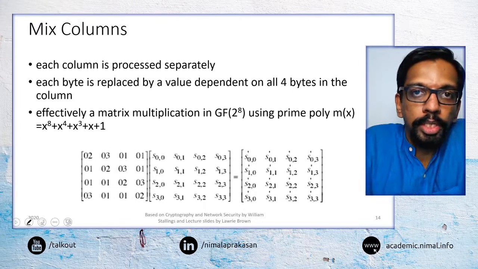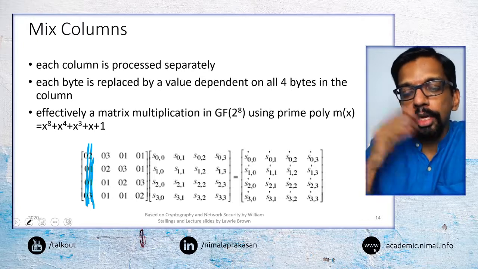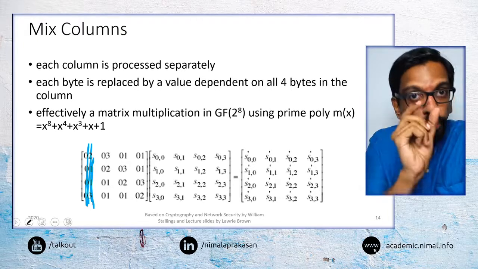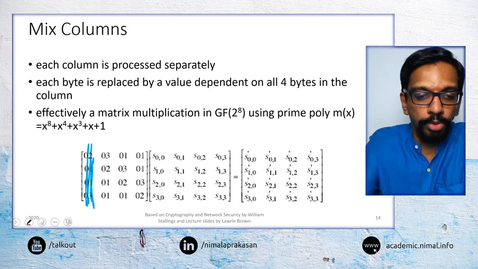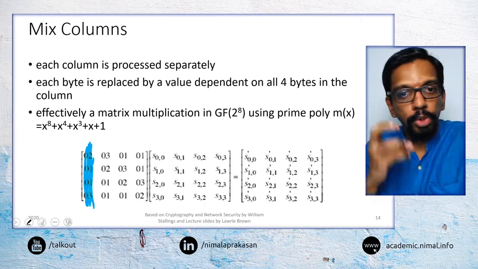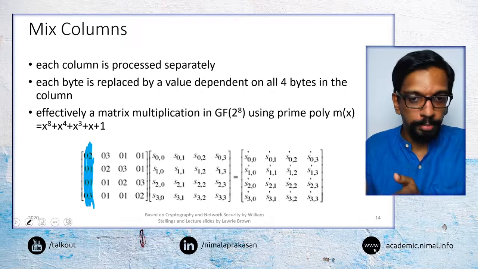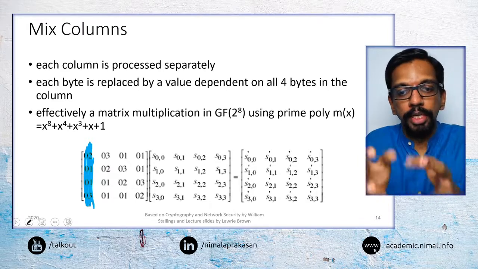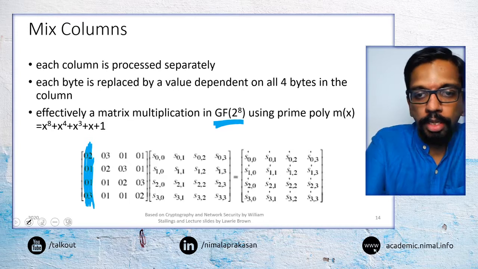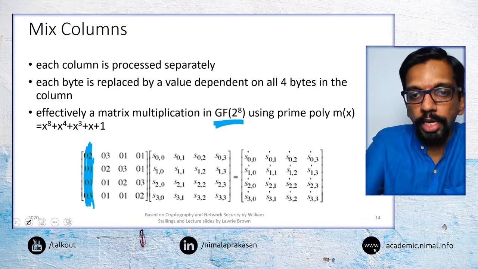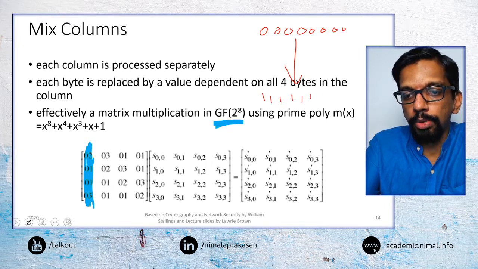Then the third operation that we would do is called mixing of columns. Here we take each column separately, and each of the bytes in those columns will be replaced by values that depend on all 4 bytes of the column. So we effectively do a matrix multiplication in a Galois field, or GF field. When we say a Galois field of 2 to the power 8, what we have is an 8-bit value from 0 to all 8 ones.